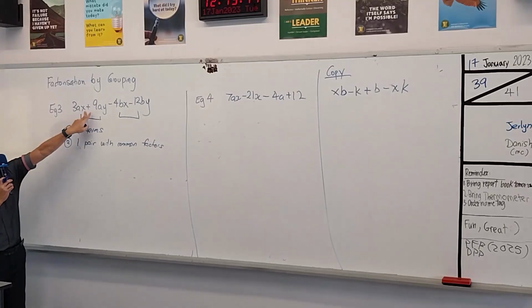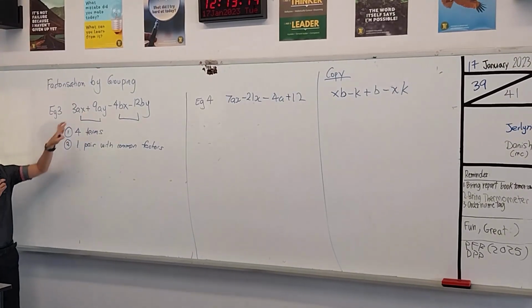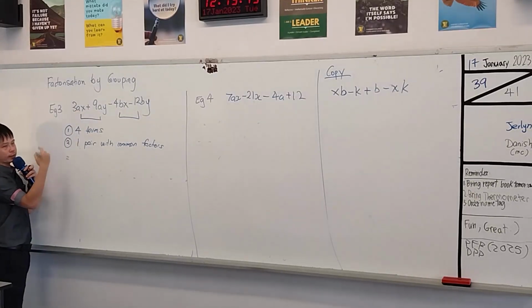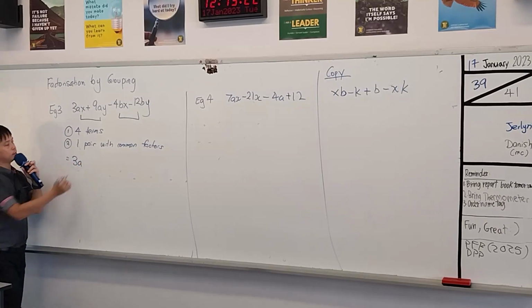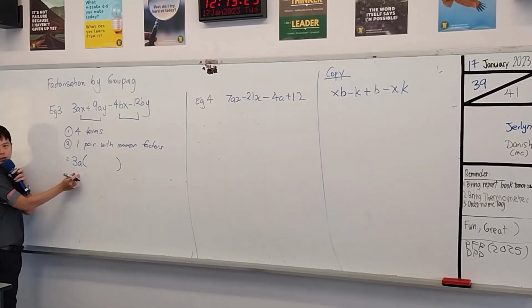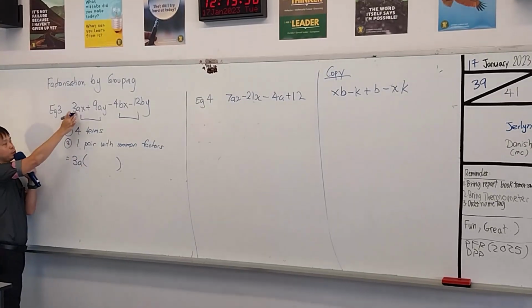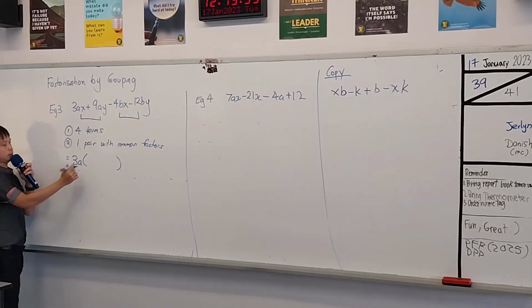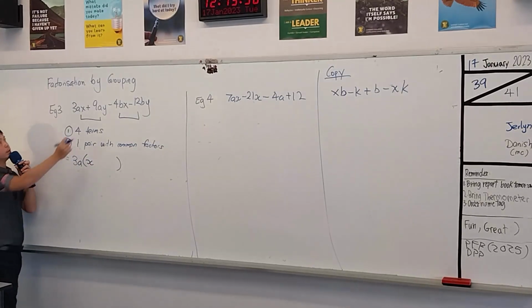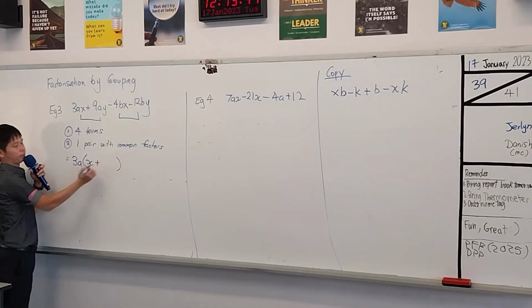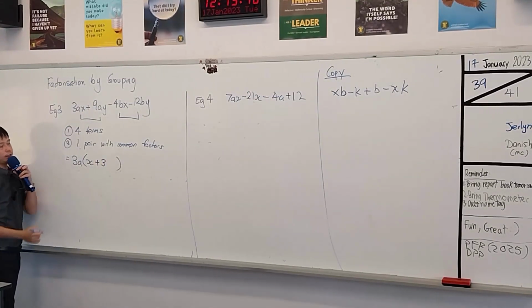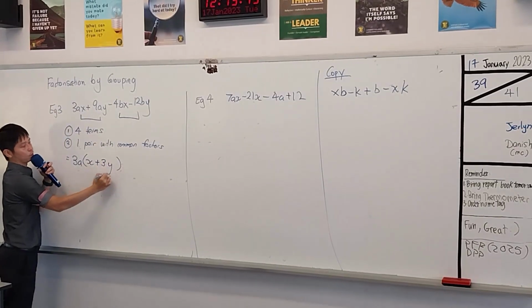So let's see. Do we have a common factor here? What's the common factor for the first 2 terms? We have 3a. So the question asks you to factorize, so we will factorize out 3a. Now, when we factorize out a term here, what we are going to do is we are going to divide. So 3ax over 3a is x. There's a plus sign, we will put the plus sign down. And here, 9 divided by 3 is 3. Ay divided by a is y.